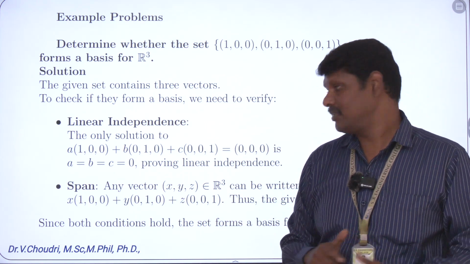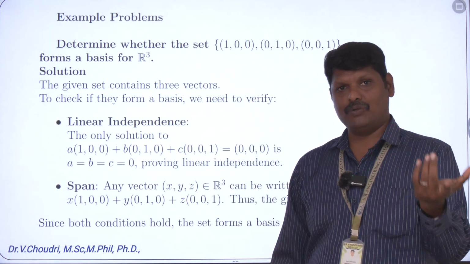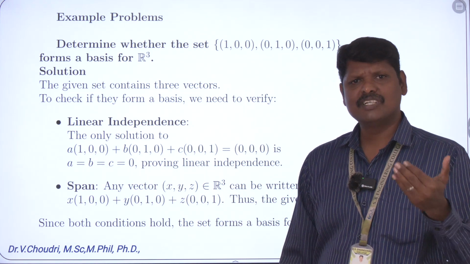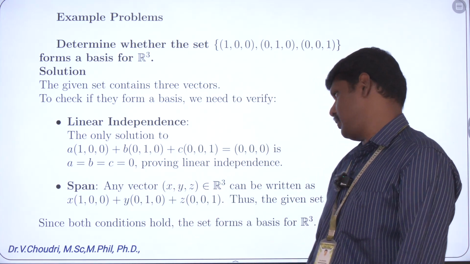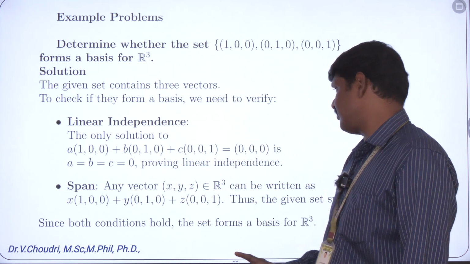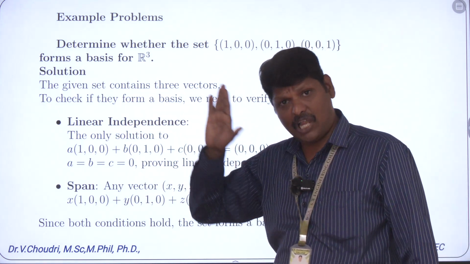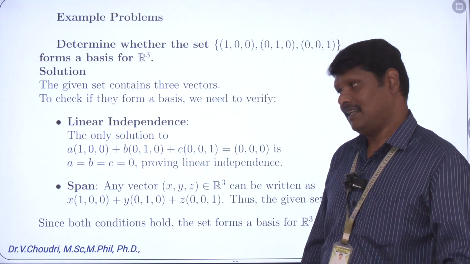So what is the concept? Linearly independent. At least A not equal to 0, B not equal to 0, C not equal to 0 means we can say that linearly dependent. Okay. Now first condition is clear. Second condition is span. If these 3 vectors alone span this basis, let us check.